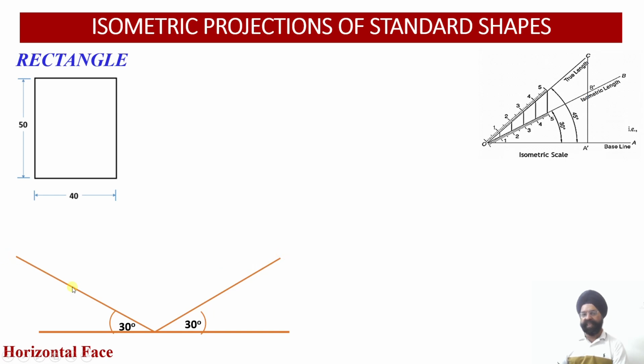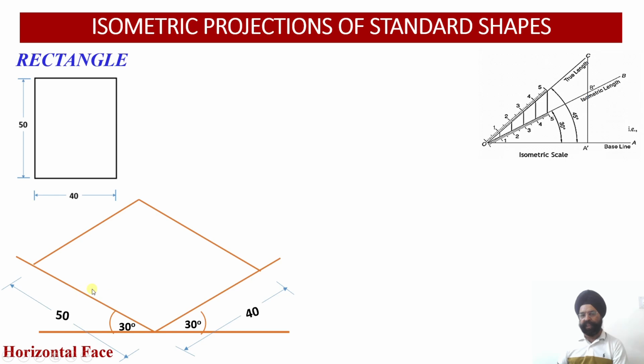So this is the x-axis, this is the z-axis. Now here once again we are going to do the marking. Any of the edges you can place here. Let us say I place the 50 millimeter edge over here. So the 50 millimeter edge of the rectangle has been placed over here, and this other edge is 40 millimeter. So this is 50 millimeter, this is 40. These two edges are lying on the isometric axis.